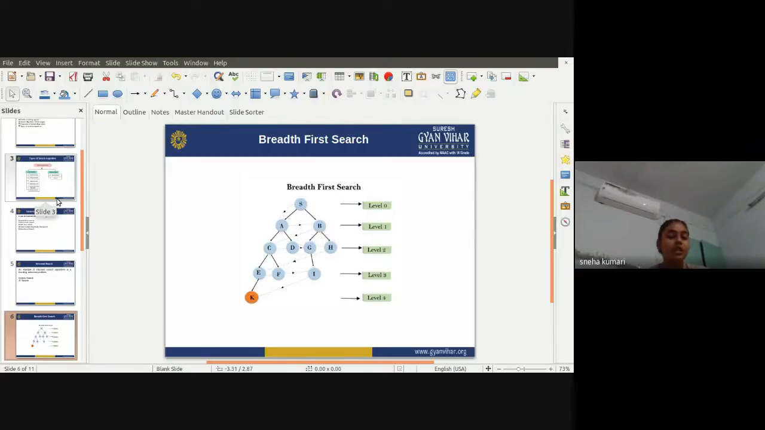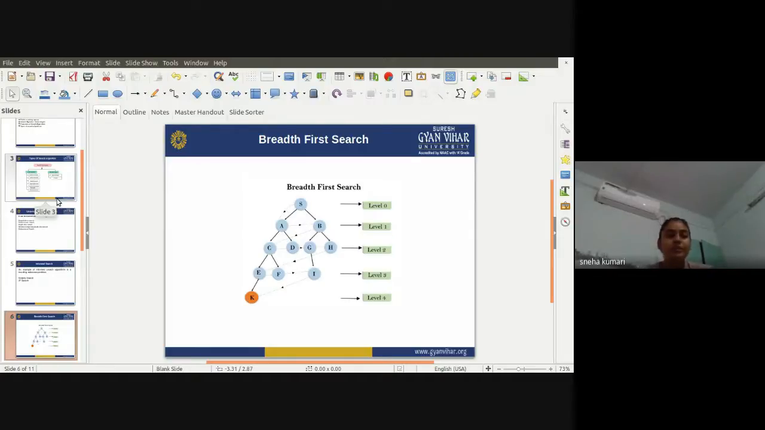Now G is on the front of the queue. G is traversed, and it finds that G has only one path, that is I. So I is inserted in the queue, and G is marked as traversed and removed from the queue. Now which one is on the front? Definitely H. So H is traversed, and it finds that there is no way from H to any other node. So H is marked as traversed and removed from the queue.